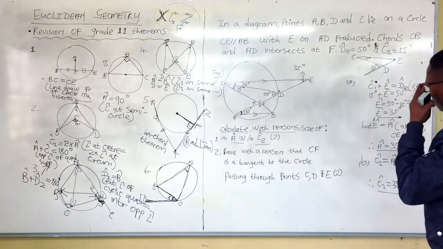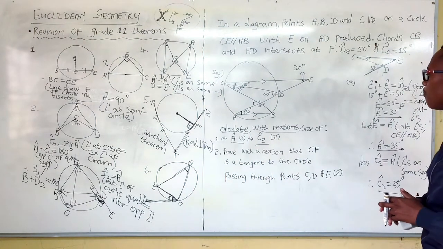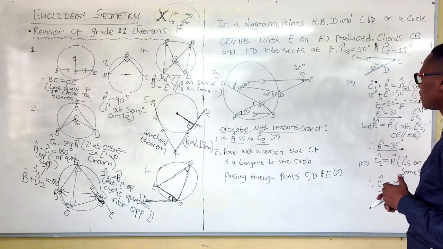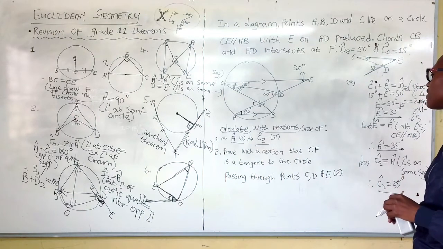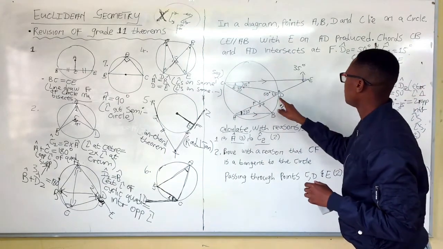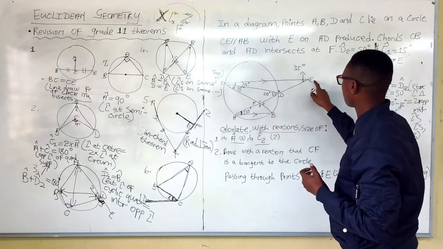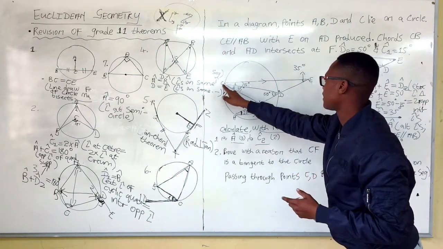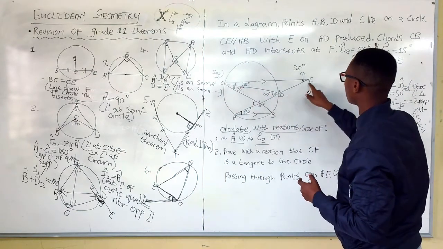35 degrees. So now we're going to question number 2. Question number 2 says: prove with a reason that CF is a tangent to the circle passing through points C, D, and E. So we are concentrating on this point. We must prove that this line CF is a tangent to the circle that is going to pass here.